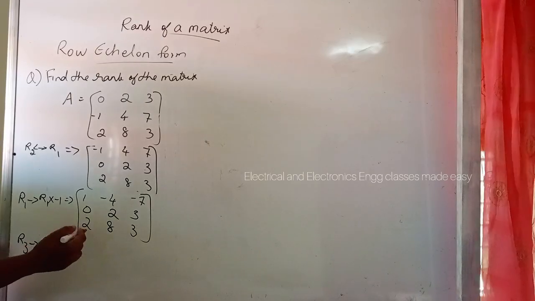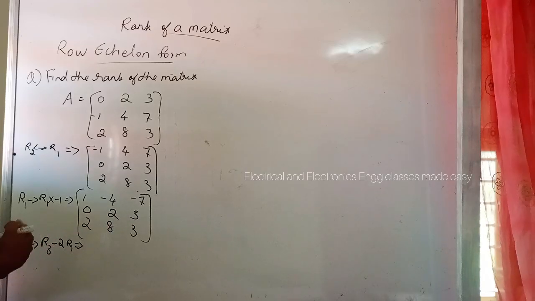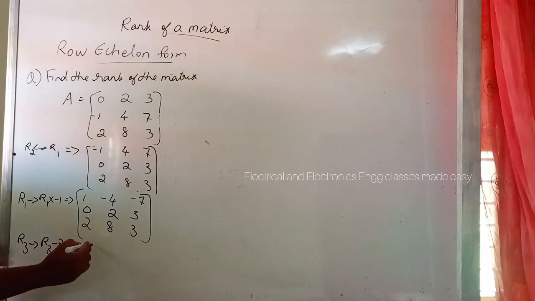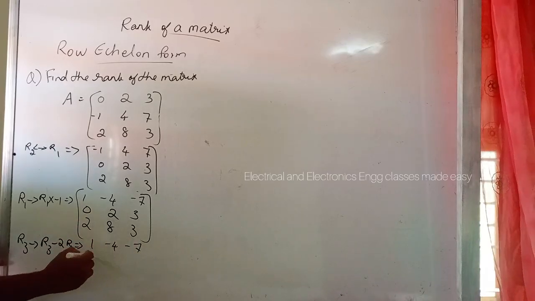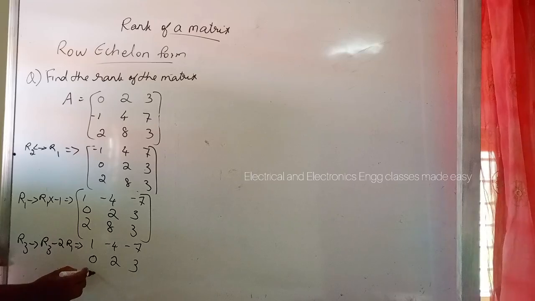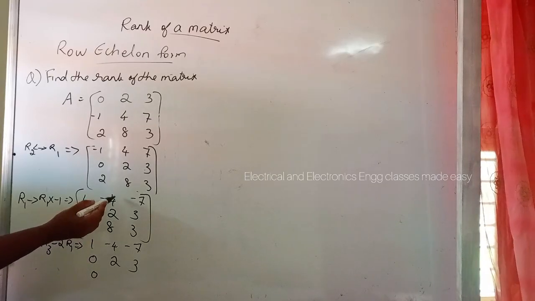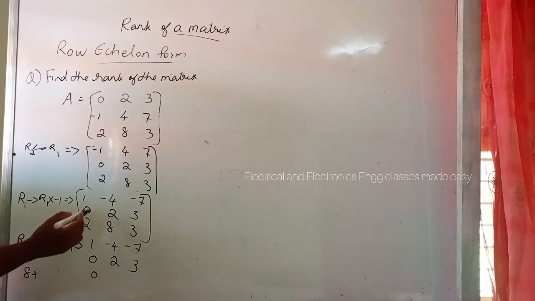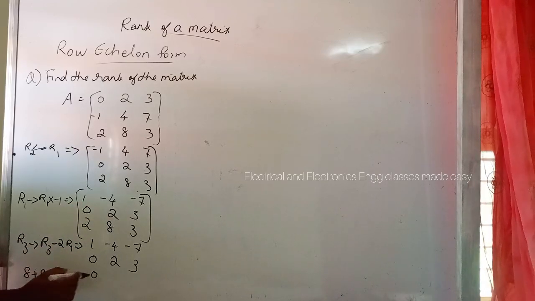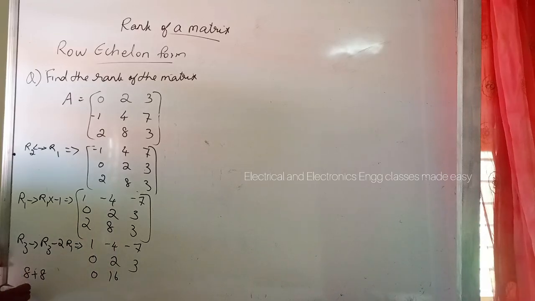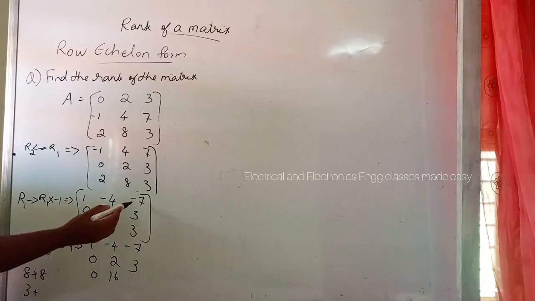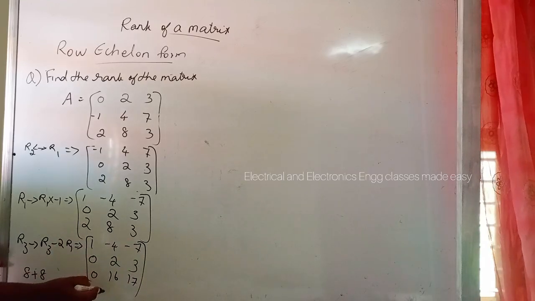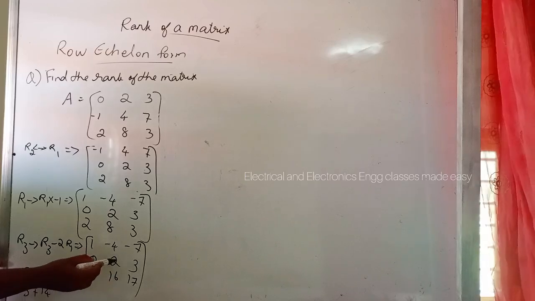Our aim is to make the rows' elements completely 0. So let us make this element 0. Here we will get [1, -4, -7; 0, 2, 3], and for R3 minus 2 times R1: 2 minus 2 is 0, then 8 minus of minus 4 into 2, that is plus 8, so 16 here. Then 3 minus of minus 2 into 7, that is 14, so 17 here. Next we can make this element 0.